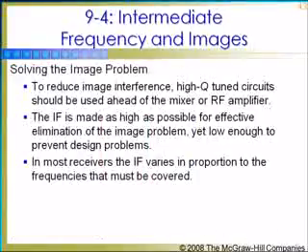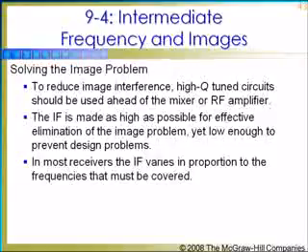Next, we have solving the image problem. High-Q tuned circuits should be used ahead of the mixer or RF amplifier to reduce image interference. Since image interference occurs only when the image signal is allowed to appear at the mixer input, this image can also be rejected if the selectivity of the RF amplifier and tuned circuit is good enough. However, in such cases, selectivity becomes a problem.